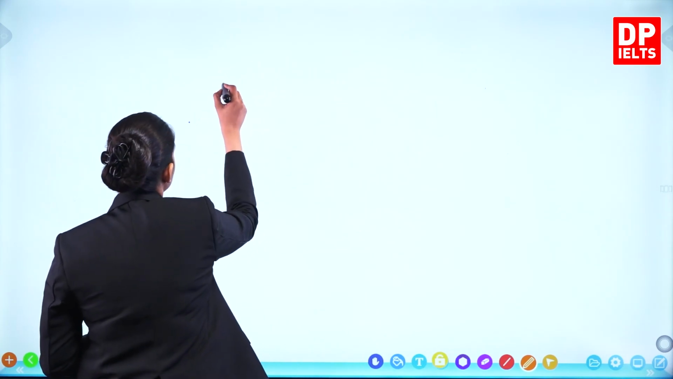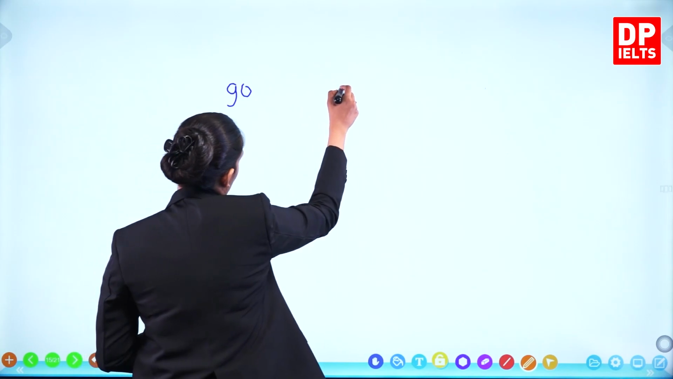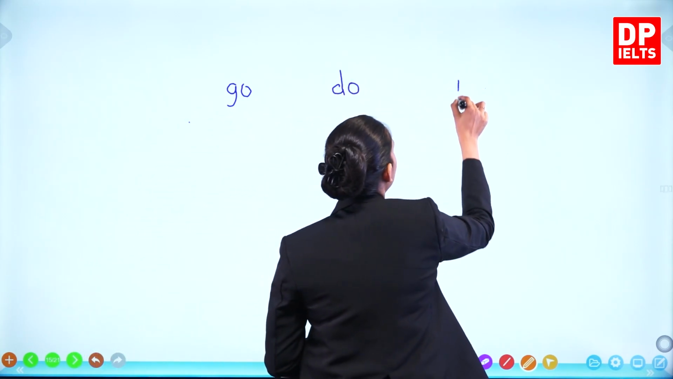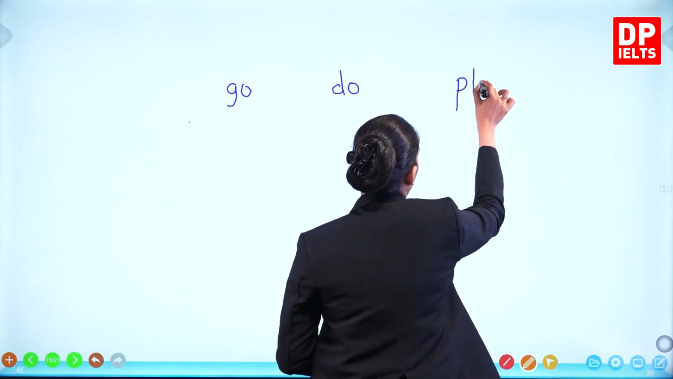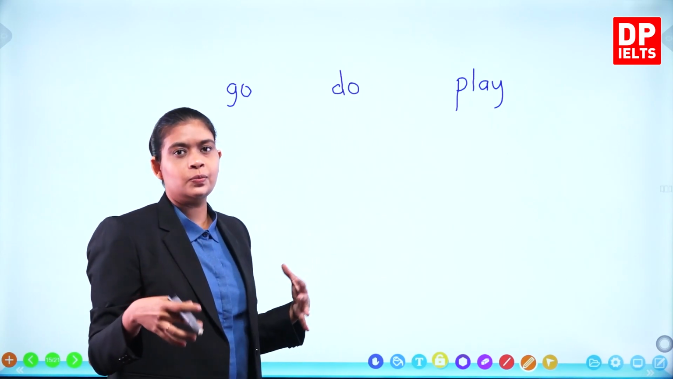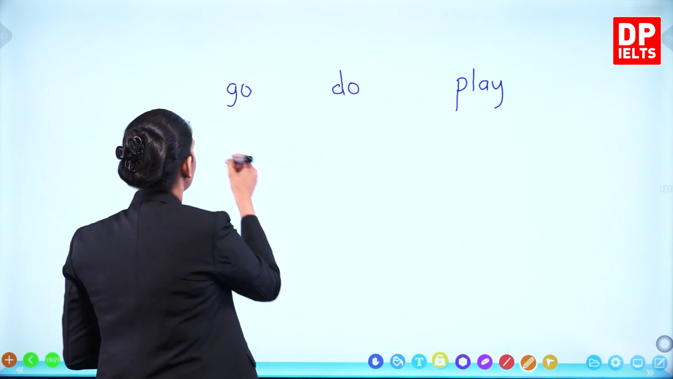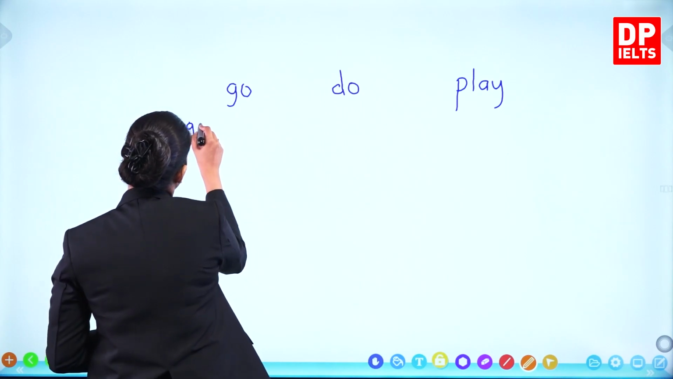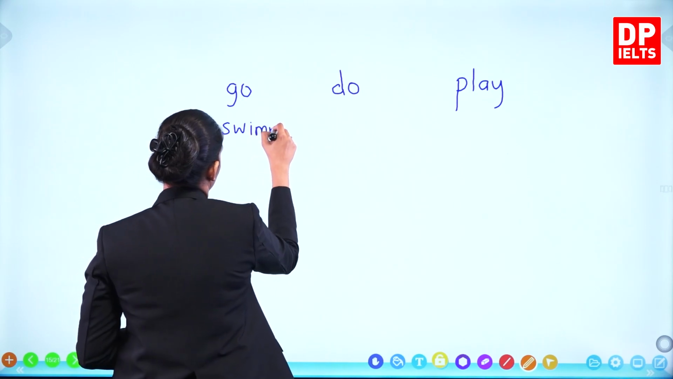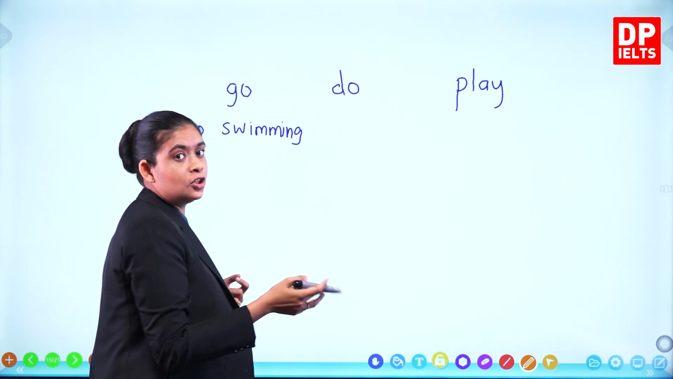So mainly with sport, we use go, we use do, and we use play, okay? Now, go is usually used with the ing sports, right? Example, go swimming. You don't say go karate because it doesn't have an ing form.